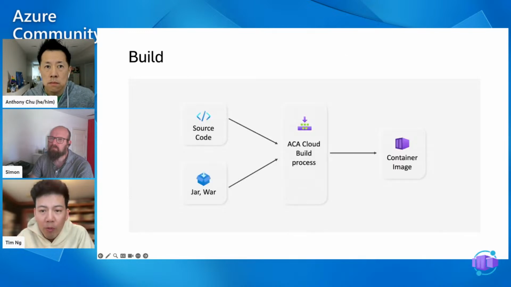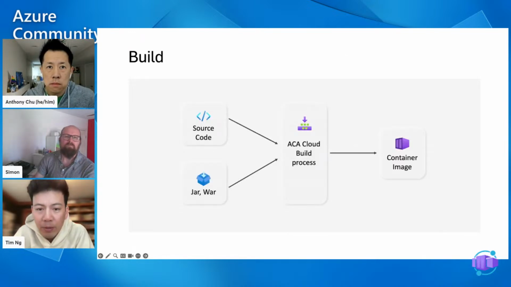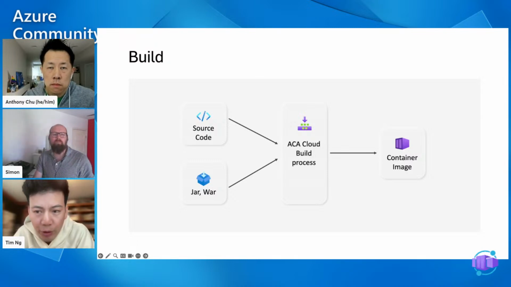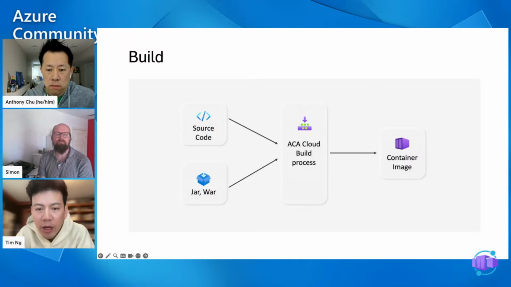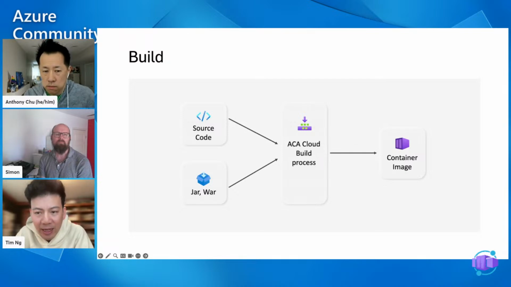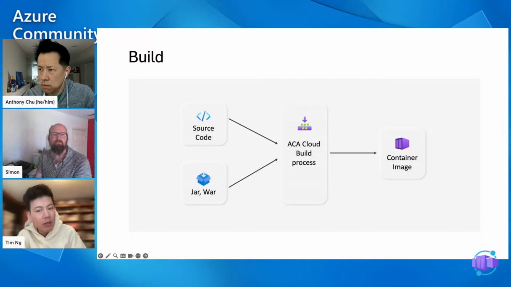Here, ACA now natively supports building and deploying Java apps from source code, from jar files, and from WAR files. We do this with Paketo build packs, as I mentioned, and this implements the cloud native build pack specification. The build service in ACA will take source code files or a Java artifact file, and then it deploys an OCI compliant image on container apps. This process makes it easy to go from source to cloud.